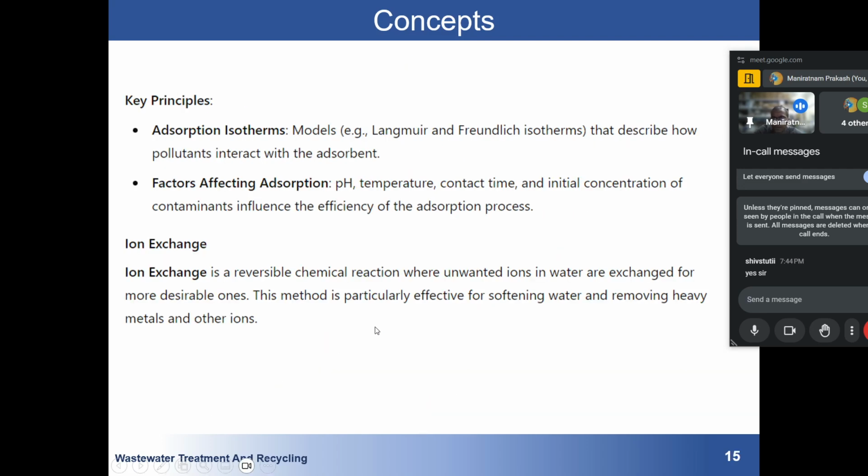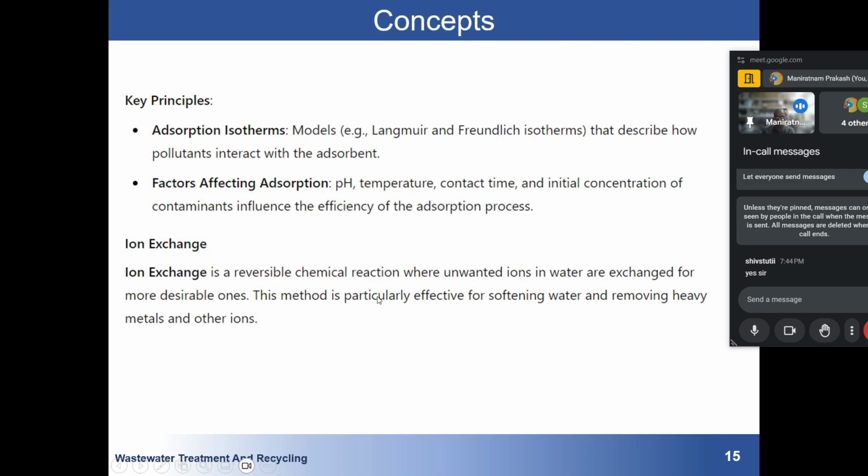So these are the key principles. I have just summarized everything about adsorption, but remember, adsorption in itself is a very big topic. So I think for that you should go through that book. So adsorption isotherm, there are several processes and mechanisms that describe how pollutants interact with the adsorbent, that can be Langmuir or Freundlich. Factors affecting adsorption are pH, temperature, contact time, and initial concentration of contaminant, which influence the efficiency of the adsorption process. Now, the second process is ion exchange.